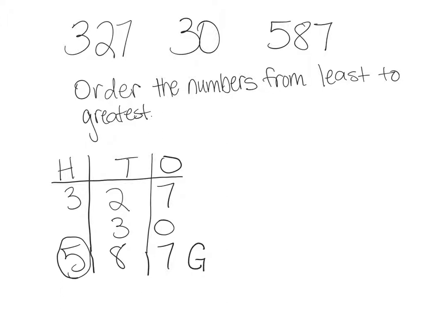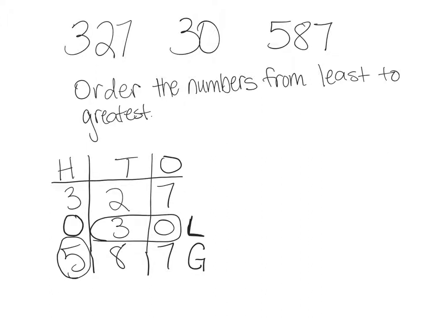Okay? We still have 2 more numbers though. So we have a 3. And you see here on the 30, there is a blank spot. There you can put a 0 because we know that the 30 doesn't have any hundreds. So we know that 3 is greater than 0. So we know that's the second largest number. And then we know that since 0 is the smallest, that means that this 30 is the least number.